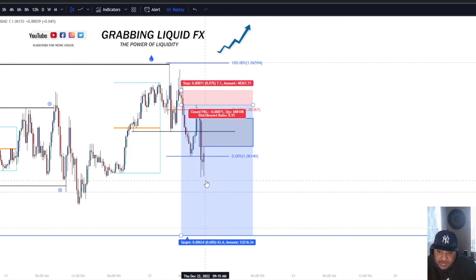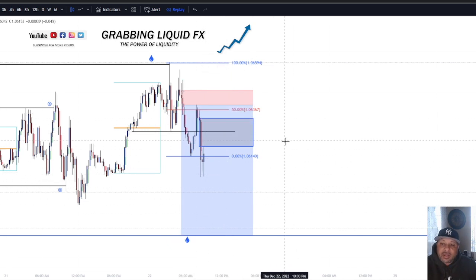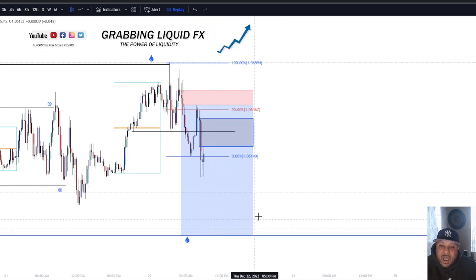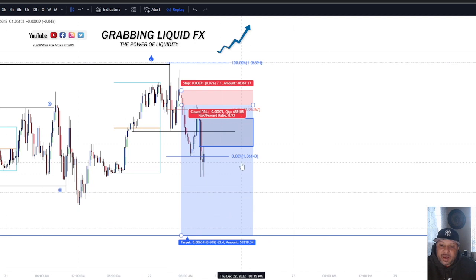And it is 9 a.m. And at 9 a.m., between 9 and 10, I understand that price likes to reverse. Price likes to come back and fill in balance. And so because my target is here, I'm willing to risk this trade.